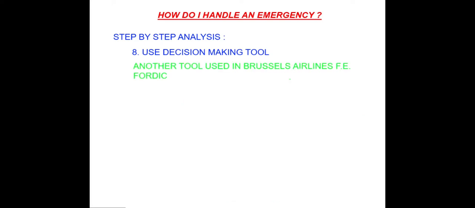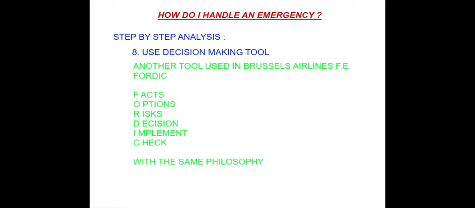Another tool used, for example, at Brussels Airlines, FORDIC. F for facts. O for options. R for risks. D for decision. I for implementation. C for check. With the same philosophy.